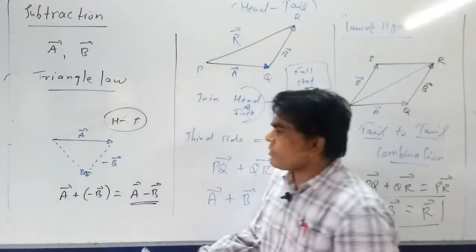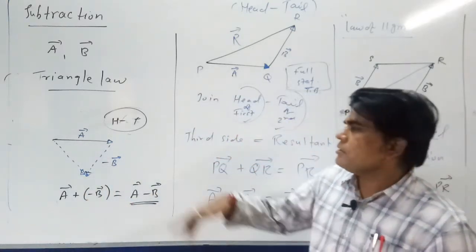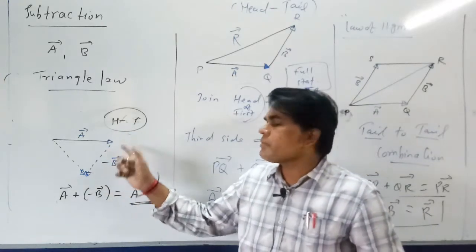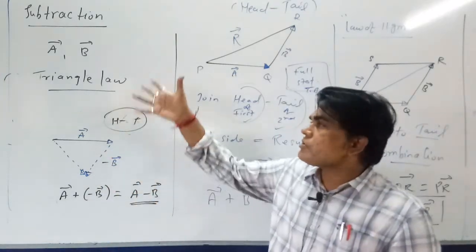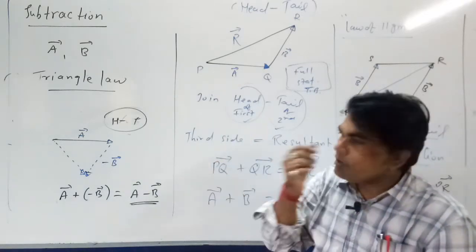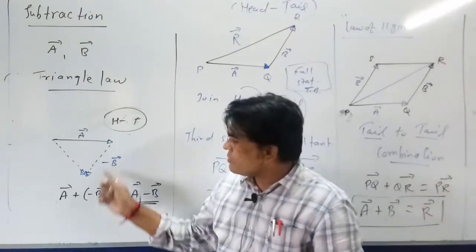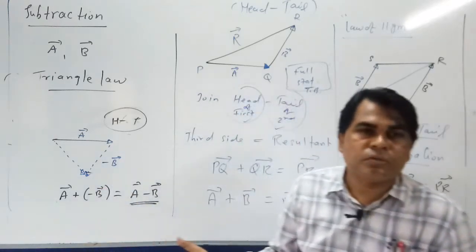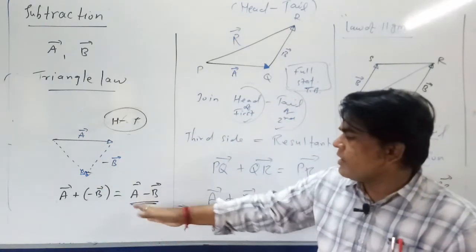So if you want to subtract two vectors, suppose you want to subtract B from A, then first arrange them in a triangle and take the opposite vector of any one of them, then you will get this. Because I wanted to subtract B from A, that's why I did it.